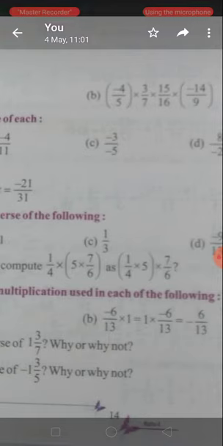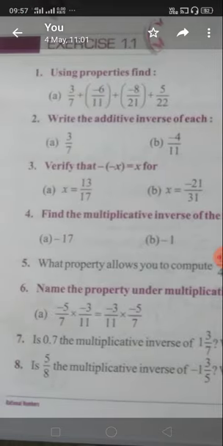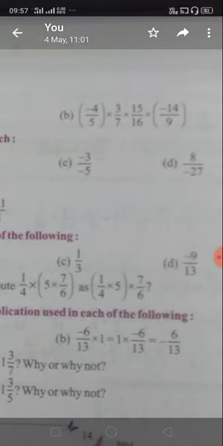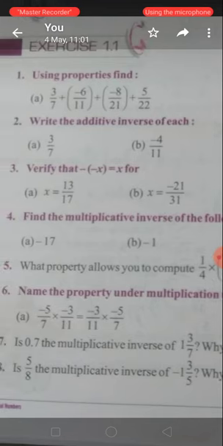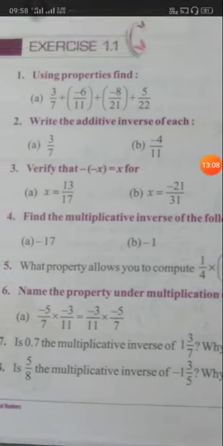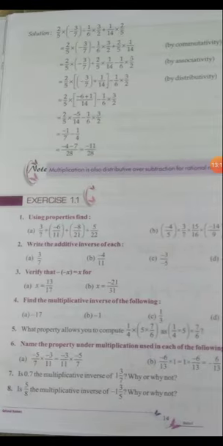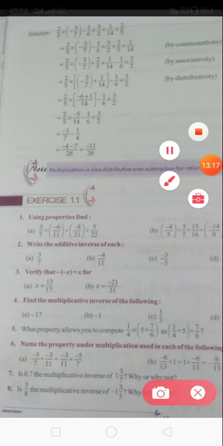Now you say here associative property exists. In associative property we can change only grouping. Name the property under the multiplication used in each of the following. Which property is used? We don't need to solve it, it is very simple. We just have to tell which properties exist here.